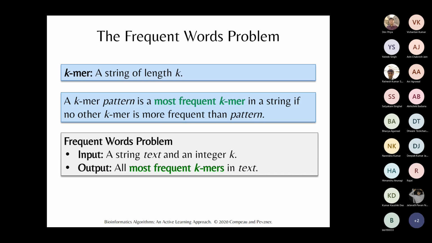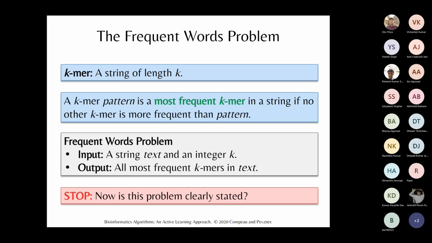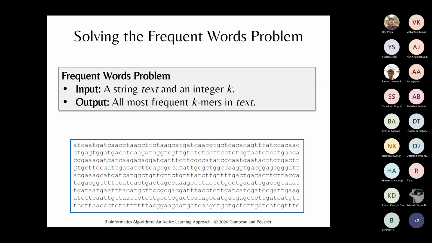So what are the most frequent k-mers depending upon the k in that text? Is this problem clearly stated? I hope you would agree that this is a more clearly stated problem than the hidden messages problem. Everybody agrees? Good. All right.